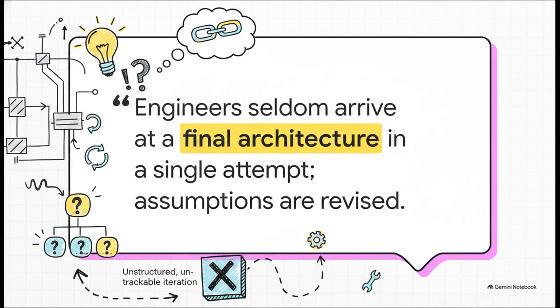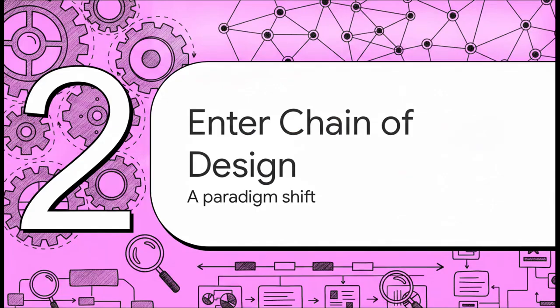And there's this great quote from our source paper that really hits the nail on the head. Engineers seldom arrive at a final architecture in a single attempt. Assumptions are revised, parasitics are uncovered, models are corrected. The absolute truth here is that iteration itself isn't the bad guy. The real problem? Unstructured, untrackable iteration. Look, if you change 5 variables at once and your design suddenly improves or completely breaks, you don't actually know why.